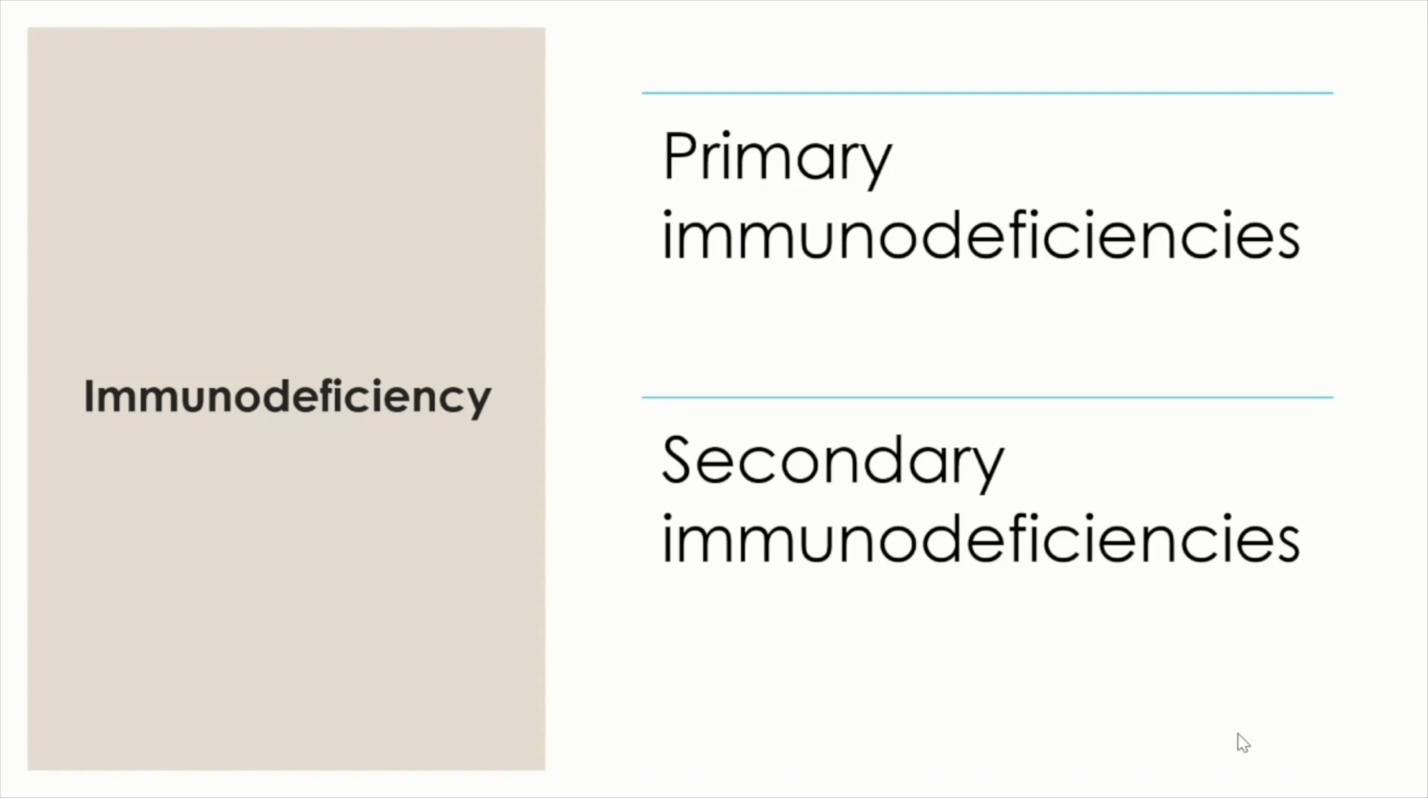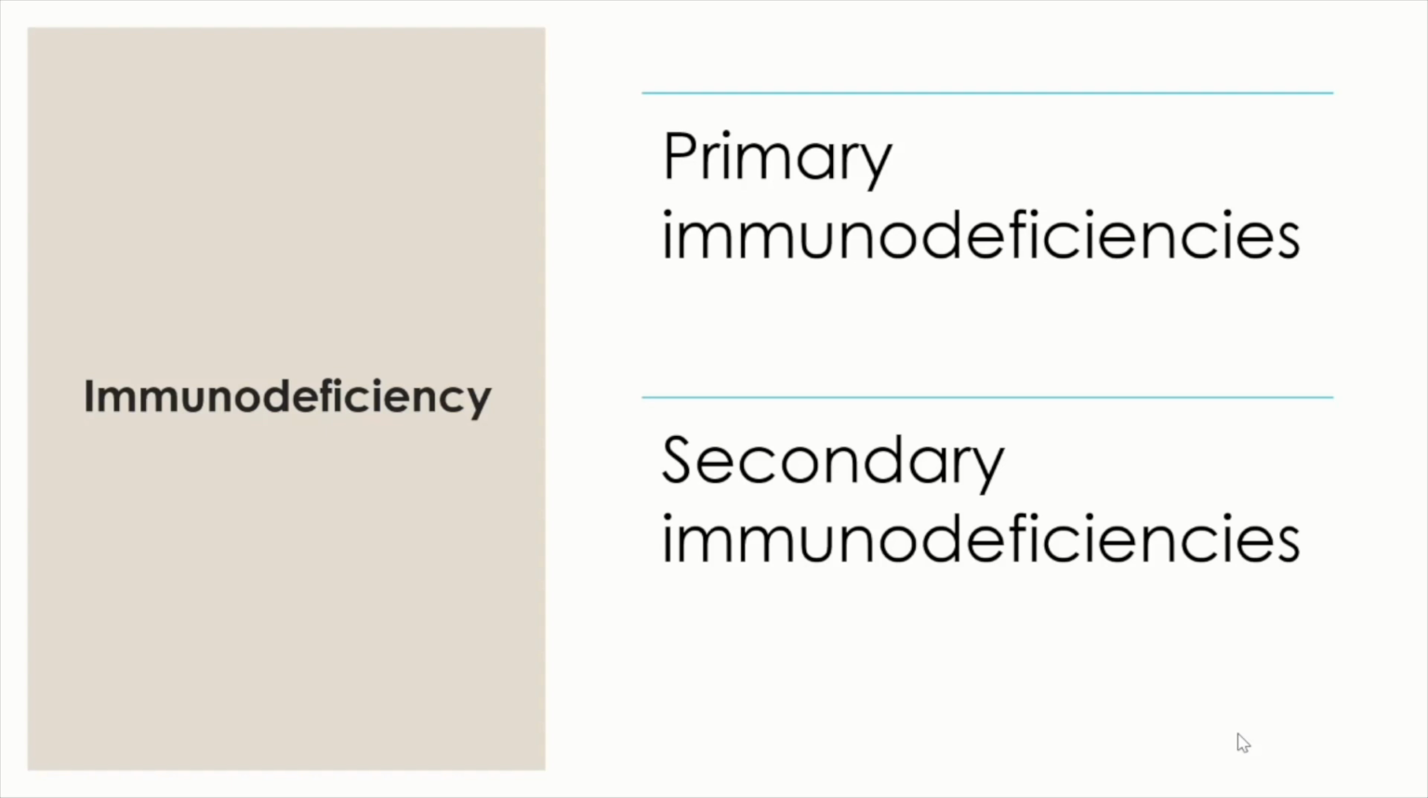So now we can come back to immunodeficiency. So immunodeficiency is defined as the body's immune system not being able to perform its normal function in protecting the host. There are 2 types of immunodeficiencies, primary and secondary.